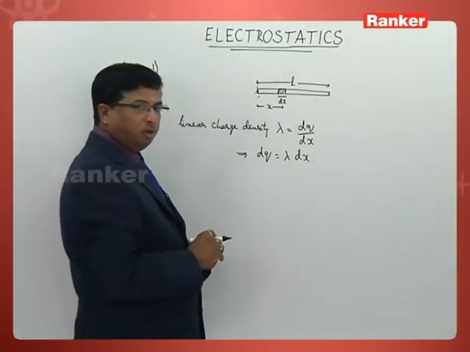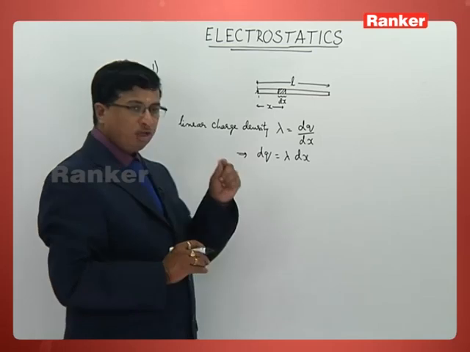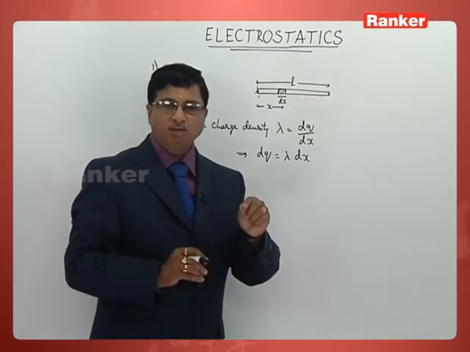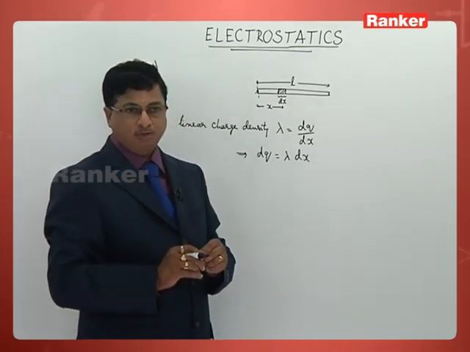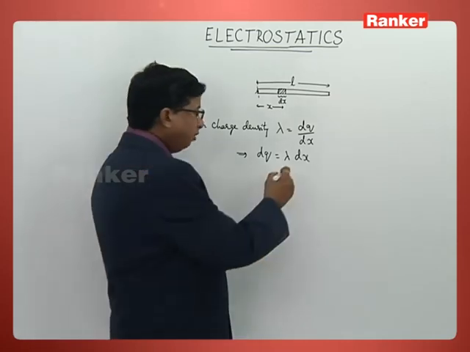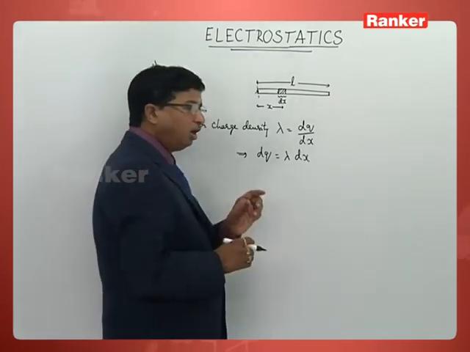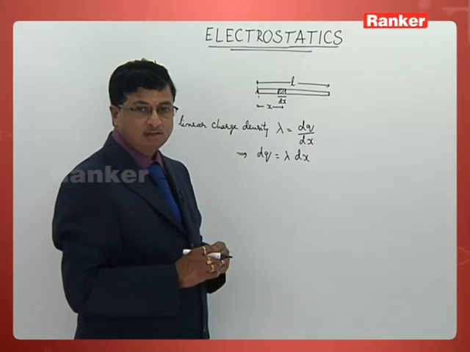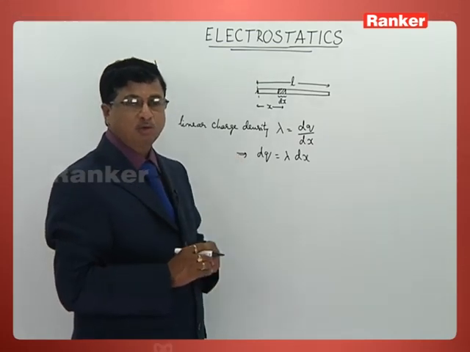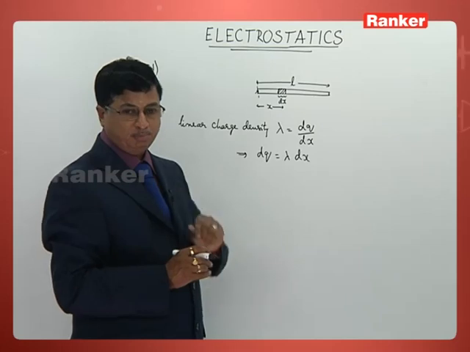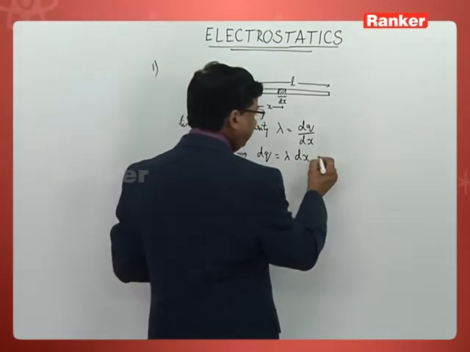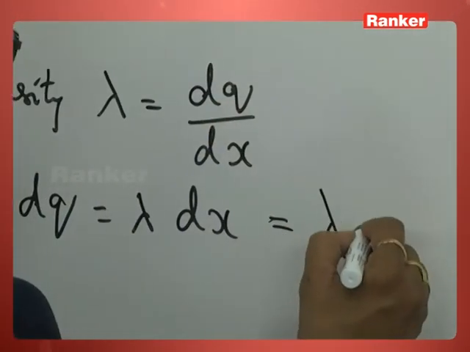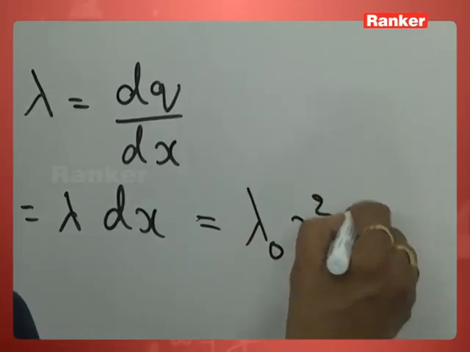But officially in the problem that lambda value is given to us. What is that lambda? Lambda is given as lambda naught into x square. That is the value that has been provided to us in this problem. So I write that in place of lambda. Lambda naught x square dx.